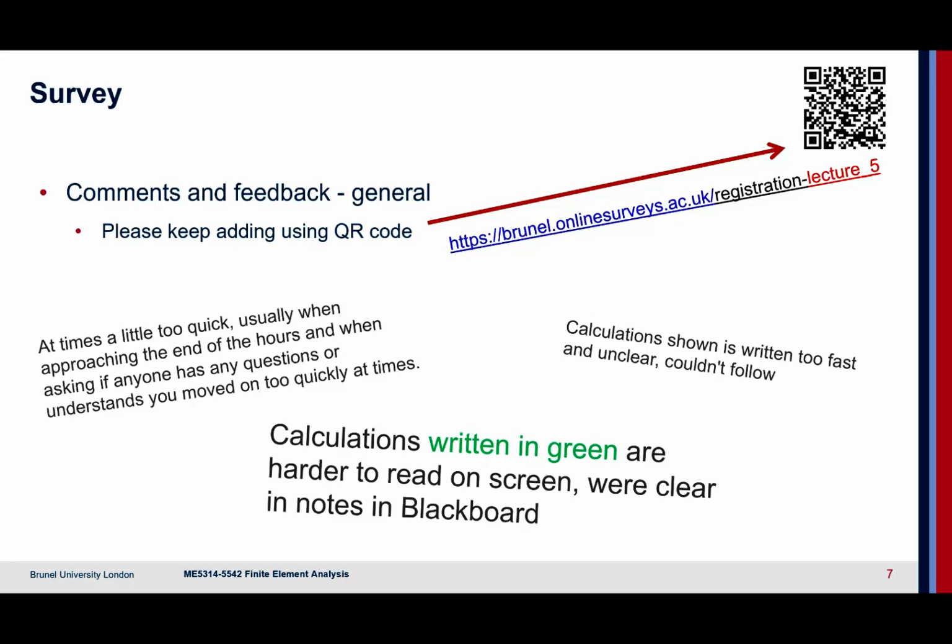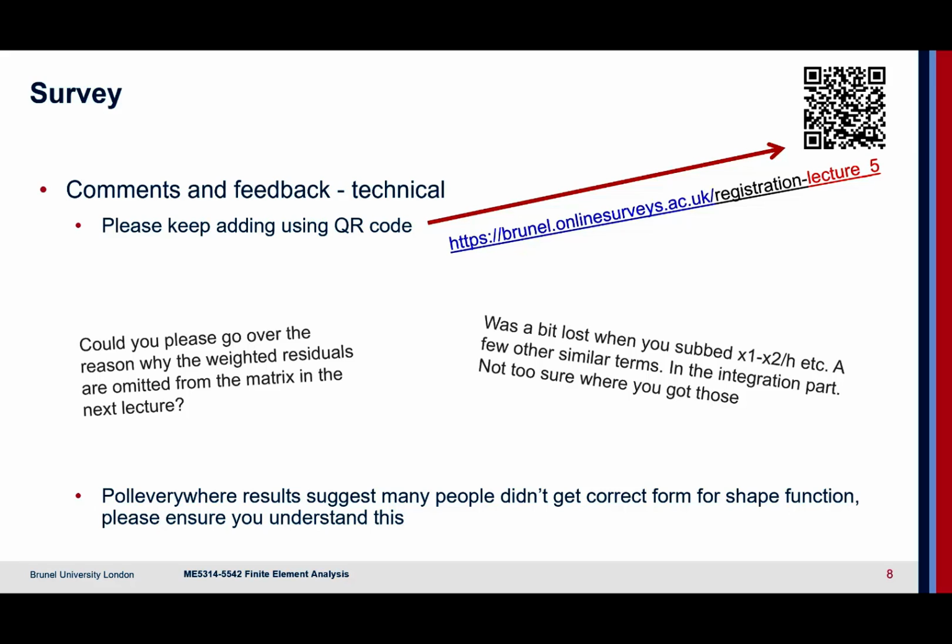And again, people saying the calculations are shown too fast. So again, please, if you could put a little bit more detail exactly which calculation's too fast, which bit you're kind of lost on, and then I'll try to avoid writing green. I'm sorry, that's kind of my fault with that. Green is a bad colour, so I'll avoid green as far as possible.